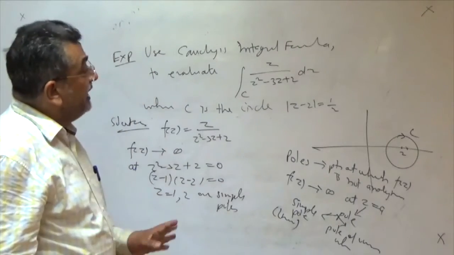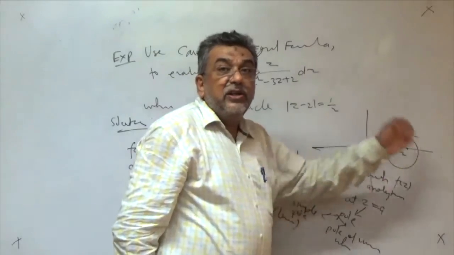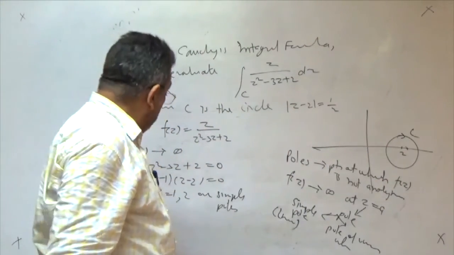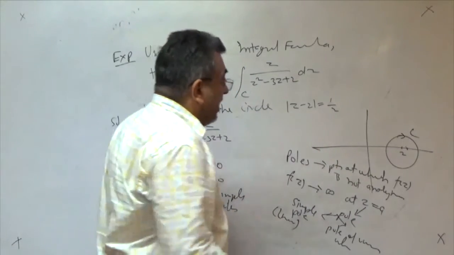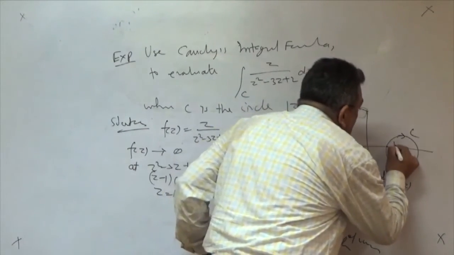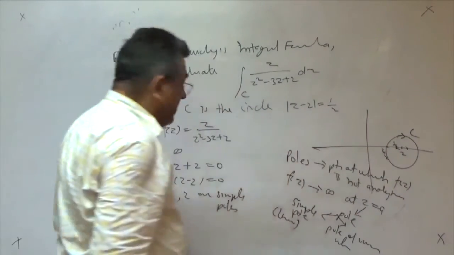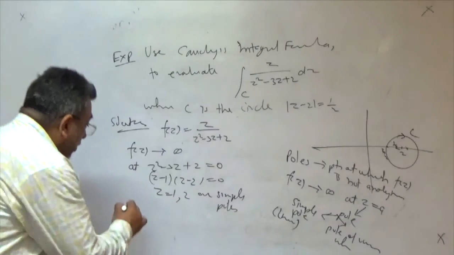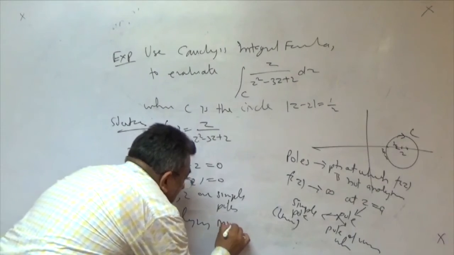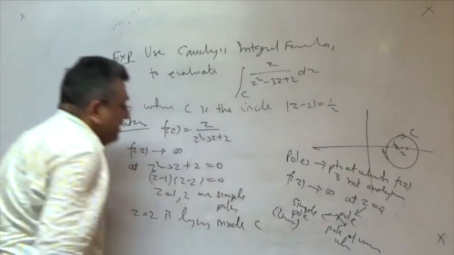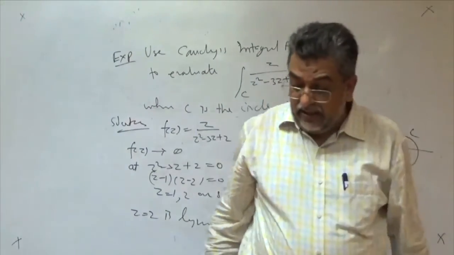Now you have to check whether these poles lie inside your region, your curve, your circle C. So 2 is inside because 2 is the center of the circle, and for 1, because the radius is half, you can see that the circle extends only to about 3 by 2. So 1 is not lying inside. So only z equal to 2 is lying inside C, right? And at which the function is not analytic.